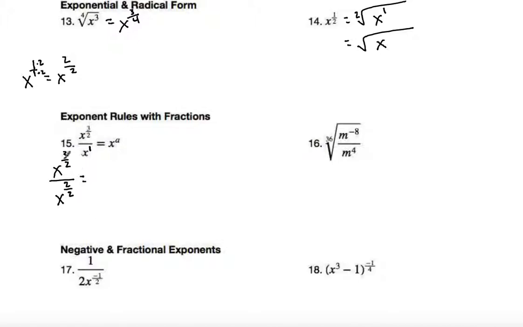Now, remember, I'm going to subtract those exponents. So I'm basically going to have x to the 3 over 2 minus 2 over 2. And whenever I do 3 minus 2 over 2, I'm going to end up with 1 over 2. So if I already have x to the a, that means my a has to be equal to 1/2.